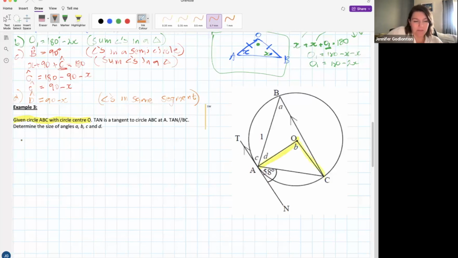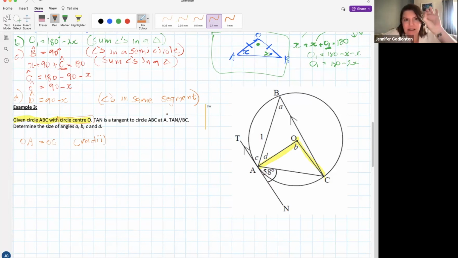So let's say we're not answering any questions yet. We're just writing what we've done. So we know that OA is equal to OC because they are radii. Now remember, as soon as you see in the information that you've got a center of your circle, look for radii. Okay. Next, they're telling us that tan is tangent to the circle.